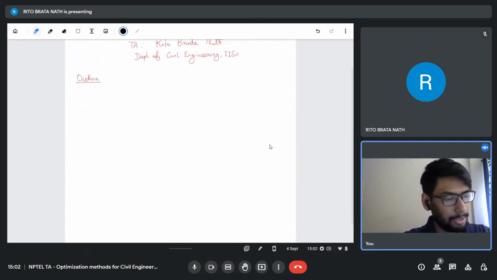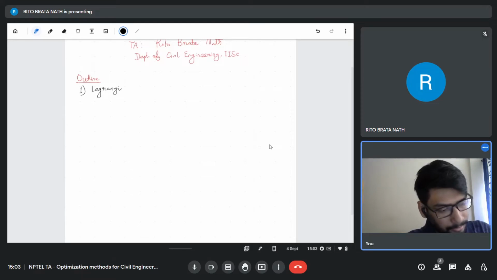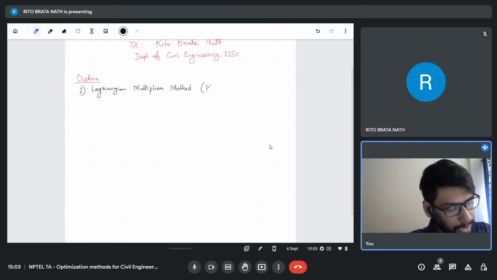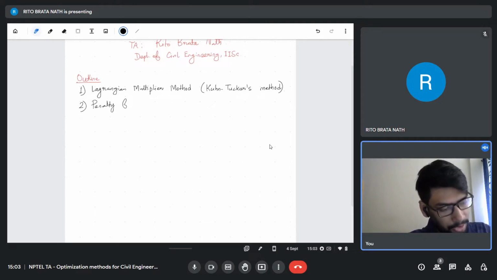So let me write down the outline of today's discussion. The two methods are, one, the Lagrangian multiplier method, which is also known as Kuhn-Tucker's method, and then the second method, which is called the penalty function method.